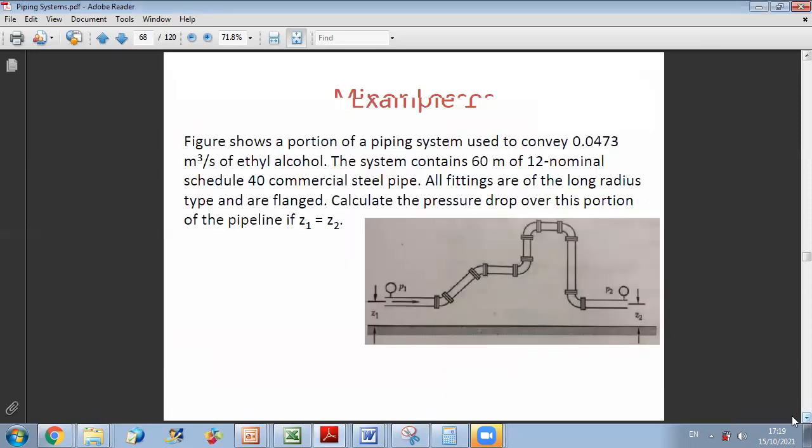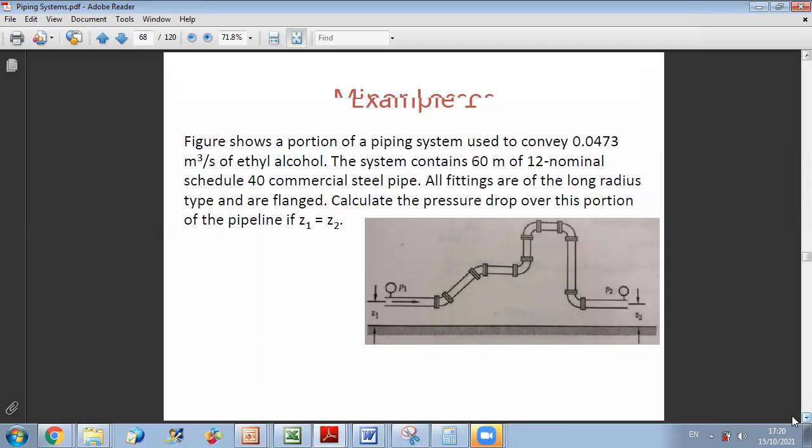Okay, let us do an example on minor losses. The following figure shows a portion of a piping system used to convey 0.0473 meter cube per second of ethyl alcohol. The system contains 60 meters of 12 nominal schedule 40 commercial steel pipe. All fittings are of the long radius type and are flanged. Calculate the pressure drop over this portion of the pipeline if Z1 is equal to 0.